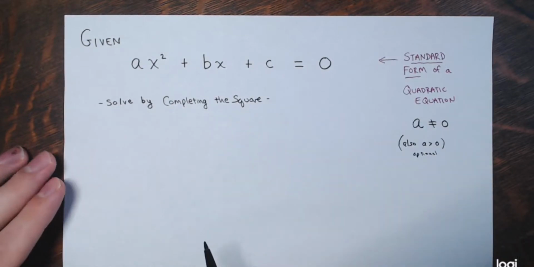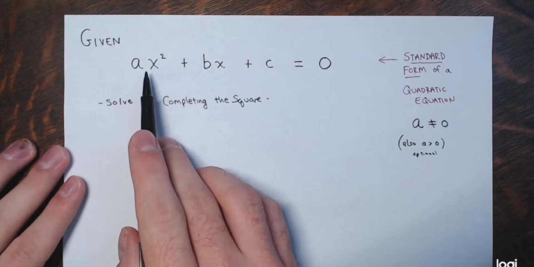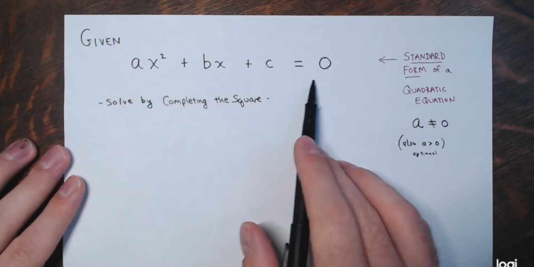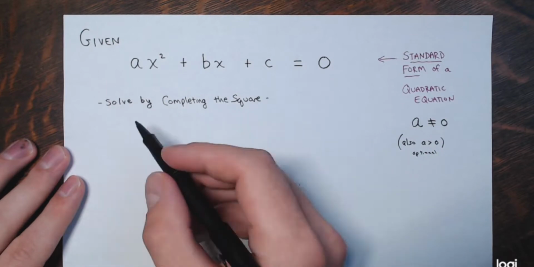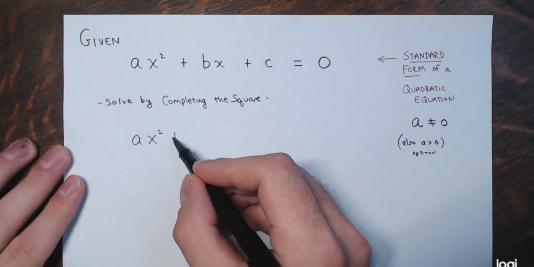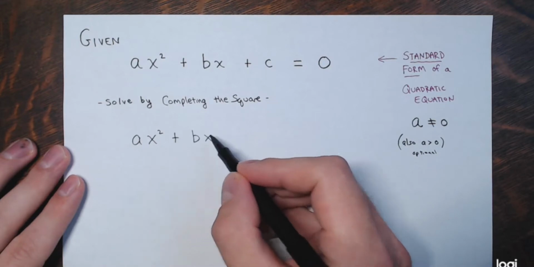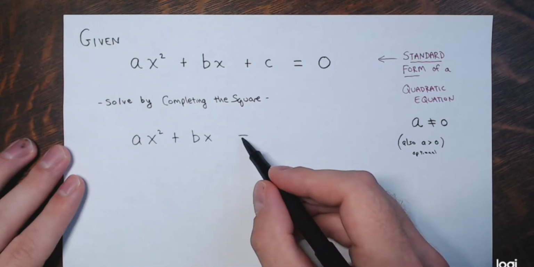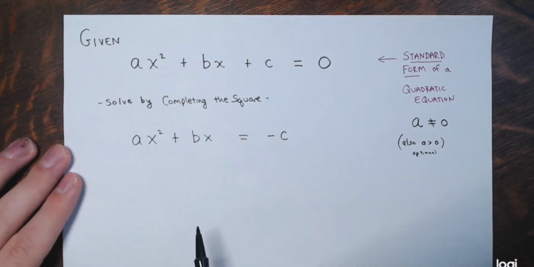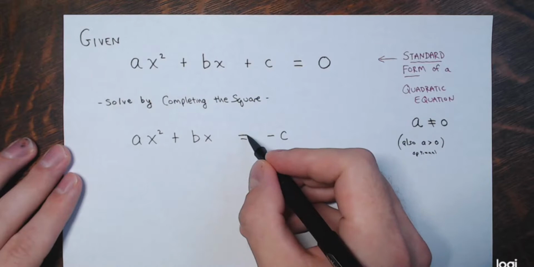Alright, so the first thing was to get the quadratic term and the linear term on their own side. So I'm going to subtract whatever c is. So now we have ax squared plus bx equals negative c. Right? Subtracting c from both sides.